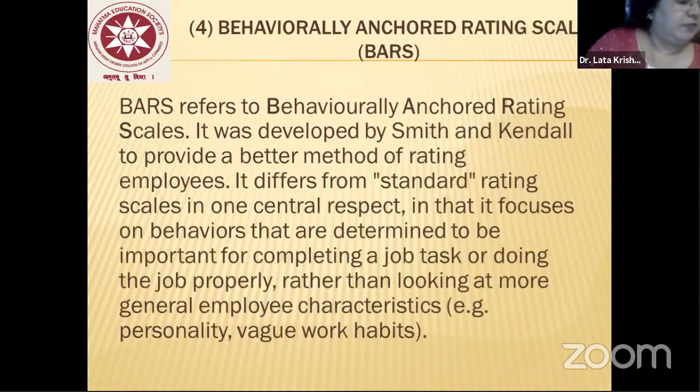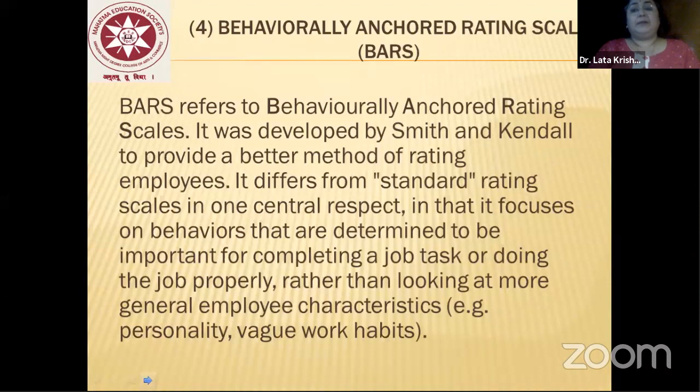We're moving on to the fourth method of performance appraisal. This is BARS, behaviorally anchored rating scales. It was developed by Smith and Kendall to provide a better method of rating. Now, what happens in BARS? BARS is a very scientific method of performance appraisal. They create a particular scale, and this scale comprises the attributes that a person is supposed to have in performing a particular task.